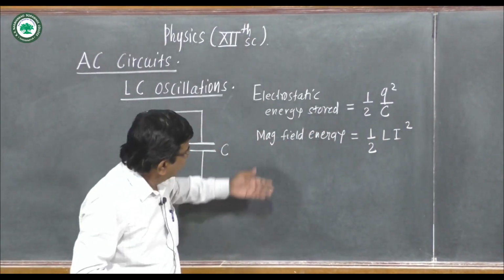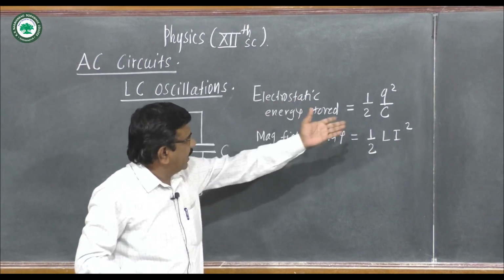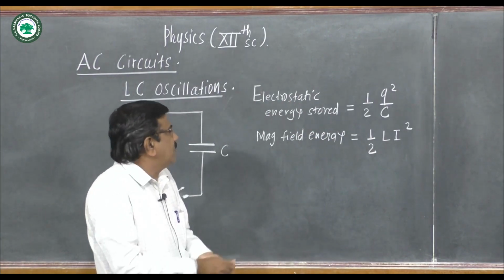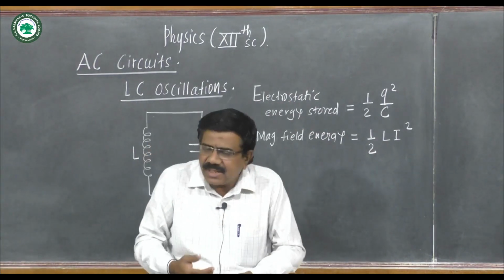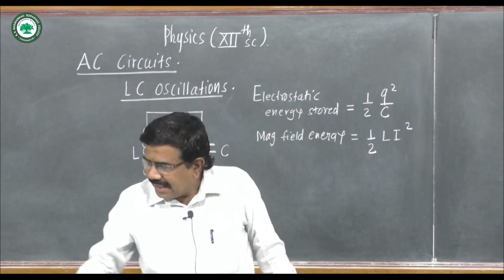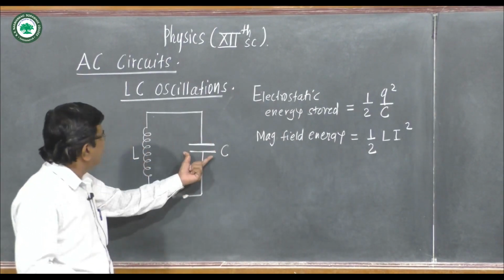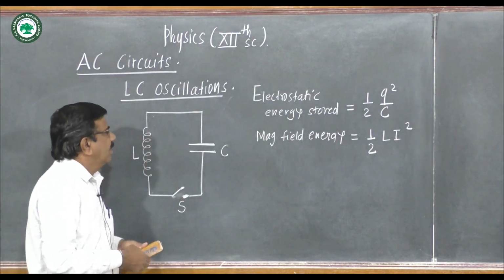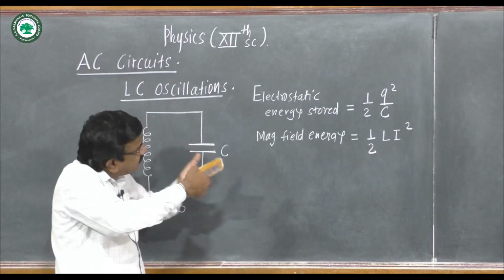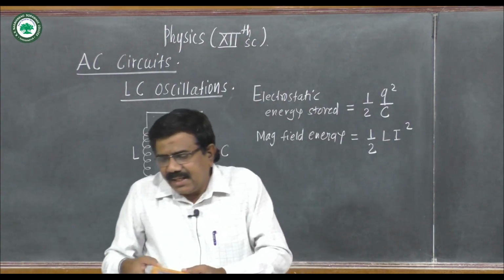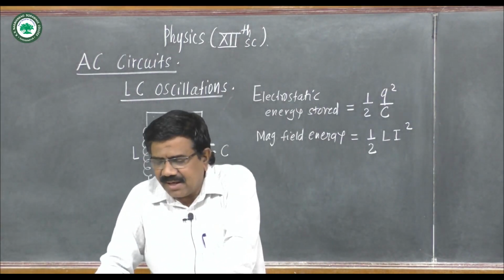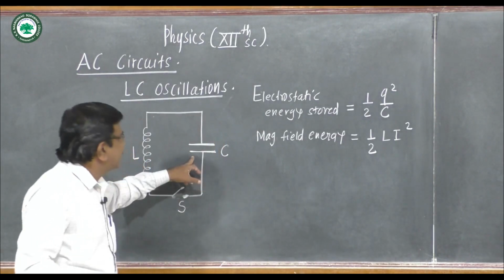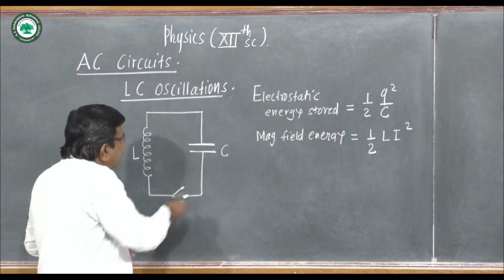In the capacitor, the electrostatic energy stored is given by 1/2 Q square by C. In the inductor, if current I is passed through it, the magnetic field energy stored is 1/2 L I square. Now see this capacitor and inductor, and suppose this is the switch. Firstly we see what LC oscillations are, and then we see in detail how they are produced.